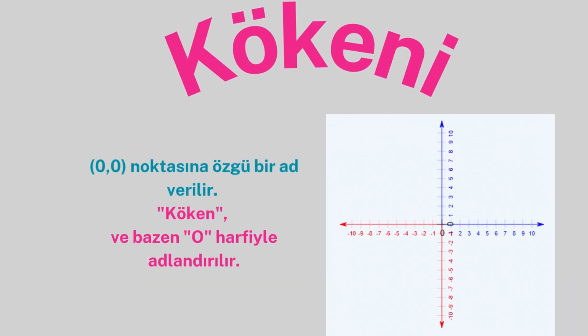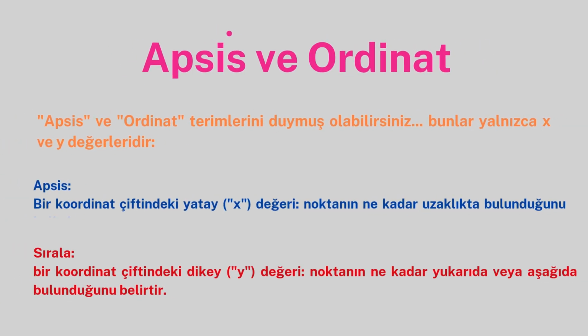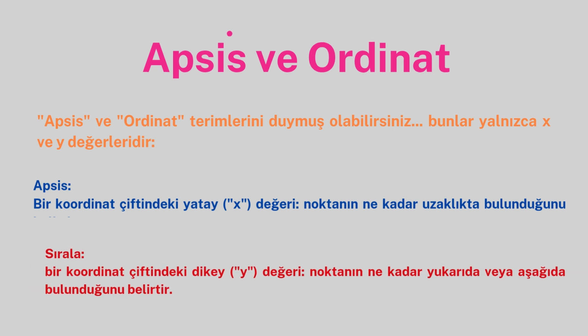The origin. The point 0,0 is given the special name the origin and is sometimes given the letter O. Abscissa. The horizontal x value in a pair of coordinates. How far along the point is. Ordinate. The vertical y value in a pair of coordinates. How far up or down the point is.